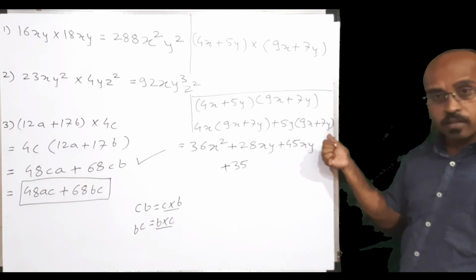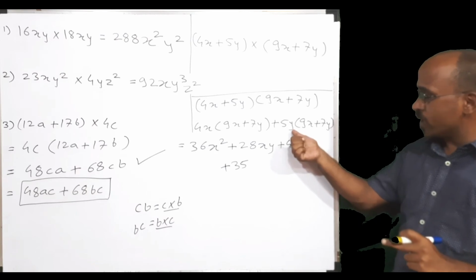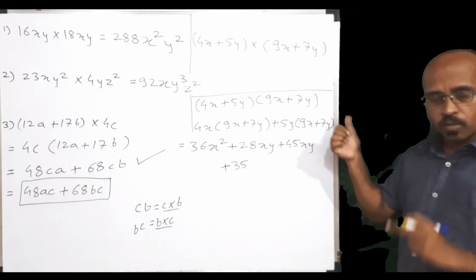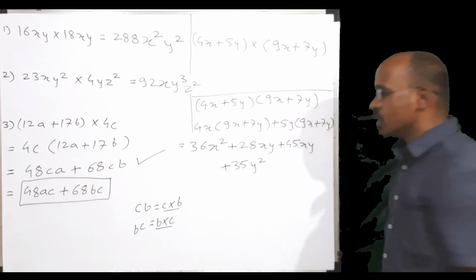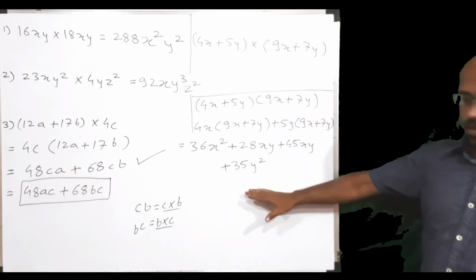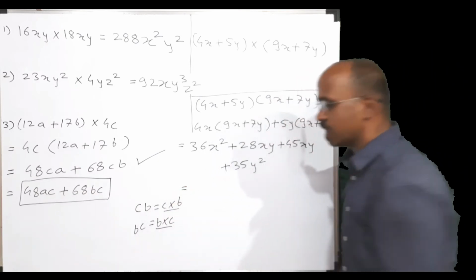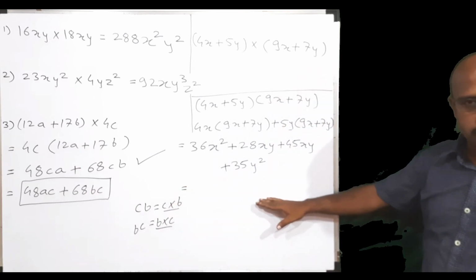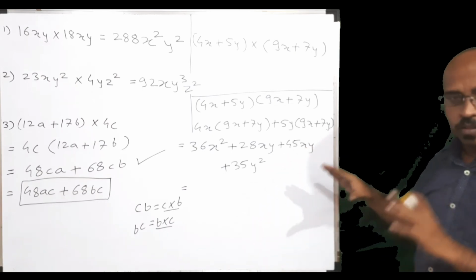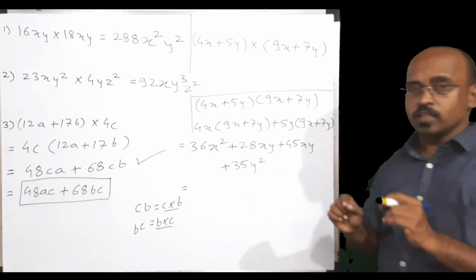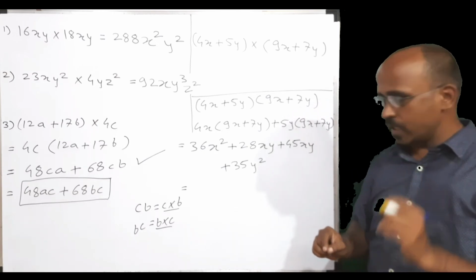Variables y, same variable, so we have to add the indices. y raised to 1 plus y raised to 1, y raised to 1 plus 1, 2. So 35y square. Now is it our final answer? Just scan the example from left to right and tell me, is it our final answer? I hope you are saying this is not final answer, because when is our final answer? If all of the terms are unlike.